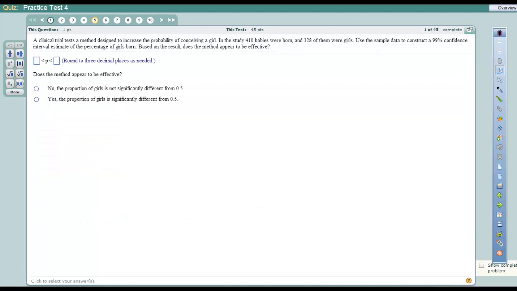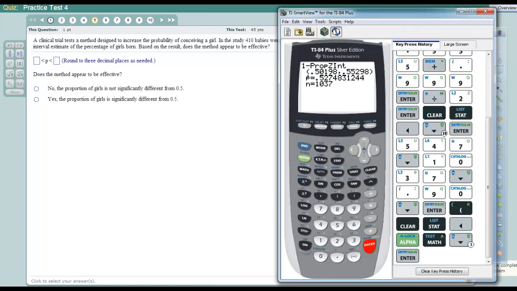All right. A clinical trial tests a method designed to increase the probability of conceiving a girl. In the study, 410 babies were born, and 328 of them were girls. Wow. Use the sample data to construct a 99% confidence interval estimate of the percentage of girls born. Based on the result, does the method appear to be effective?